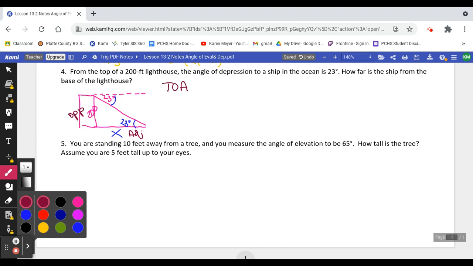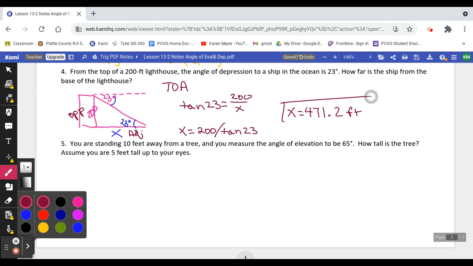So we're going to start with tangent 23 degrees equals opposite, which is 200, over adjacent, which is x. If the variable's on the bottom of the fraction, we said the shortcut was to remember that meant division. So take 200 divided by tan of 23. And when I type that in my calculator, I get 471.2. And my label is feet.